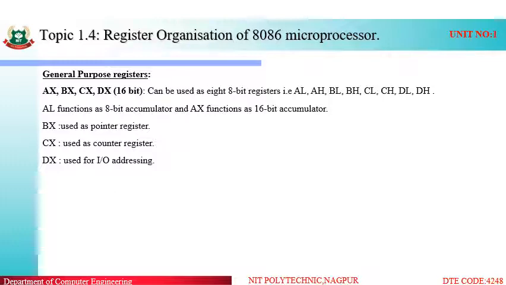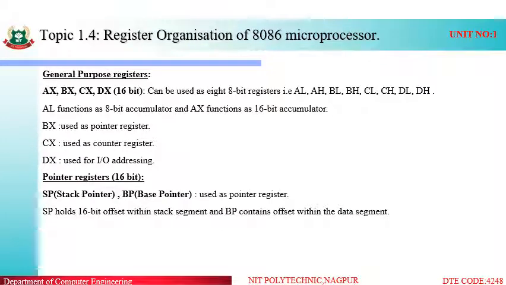Depending upon the name, their functionality is given. AX functions as an accumulator. BX functions as a pointer register. It will store the pointer. CX is used as a counter register and DX is used for input output addressing. These are the general purpose registers which we will use in assembly language programming.